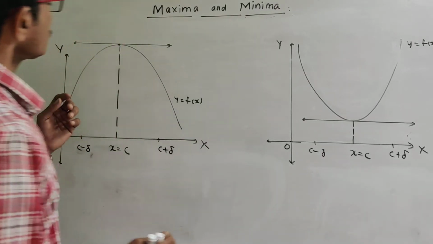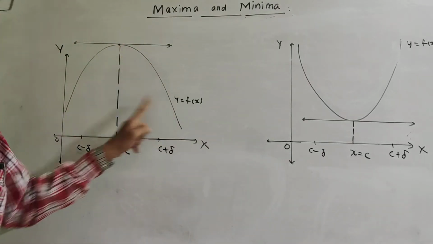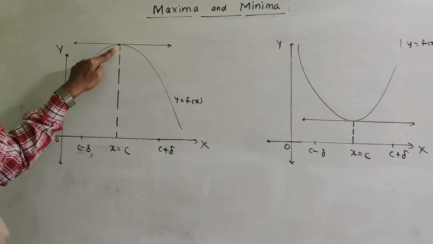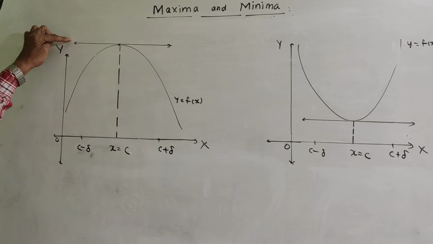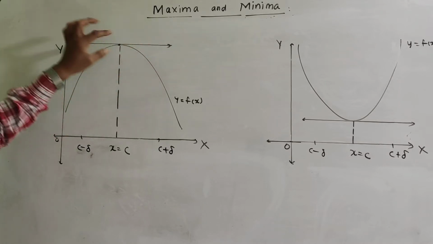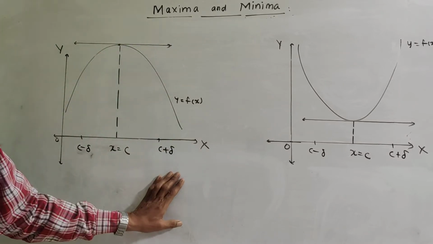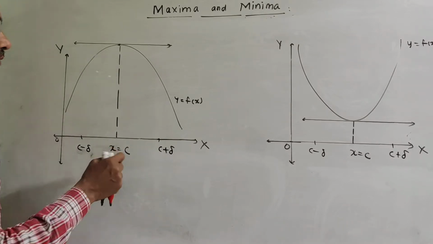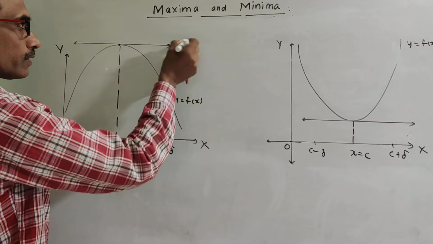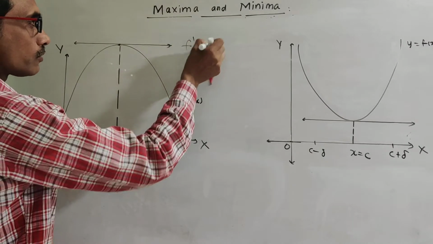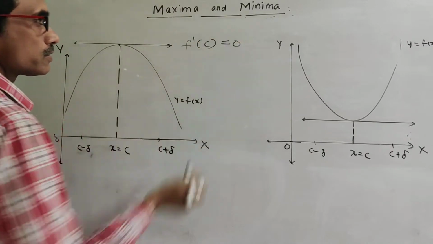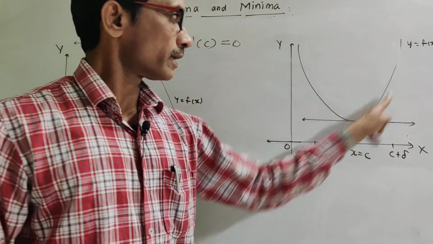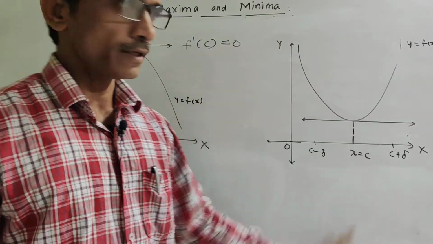So here at this point x is equal to c, see the function attains the highest value. If you draw a tangent to the curve, you will observe that this tangent is parallel to the x-axis. That means the slope of the tangent is 0. That means f dash of c will be equal to 0 over here. f dash of c is equal to 0. At the lowest value, here the function attains minimum at x is equal to c.